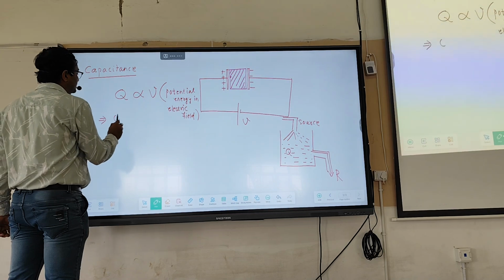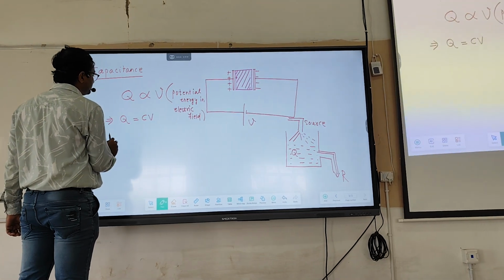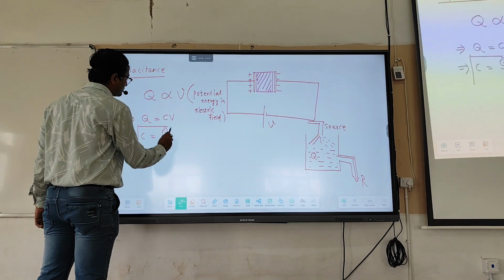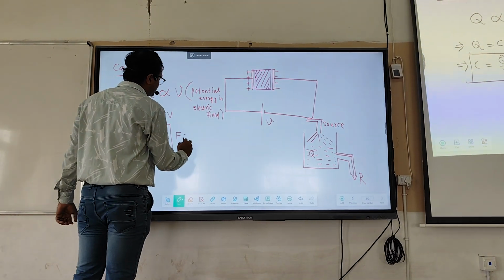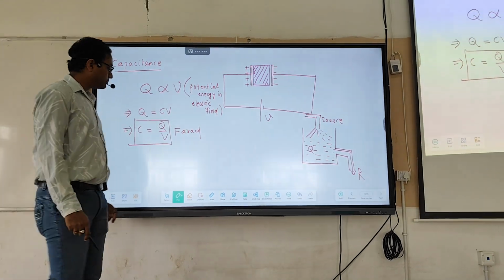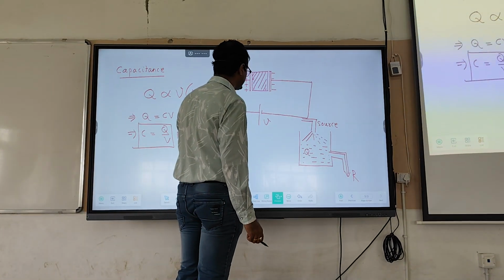So how can we write this? Q is equal to CV and C is equal to Q by V. That is the formula for a capacitor. And what is the unit of capacitance? Another formula is there for a capacitor.